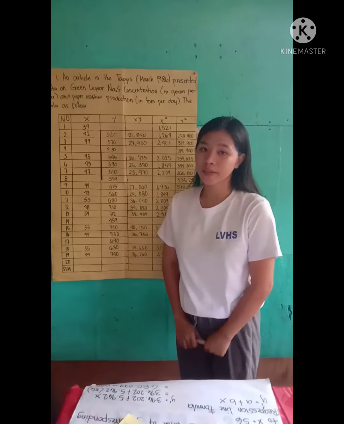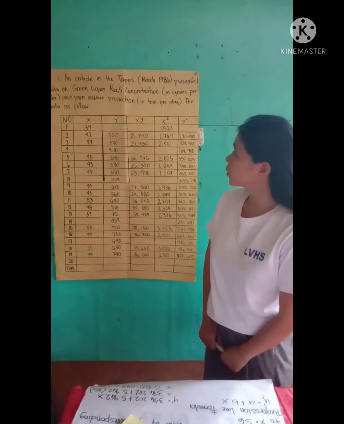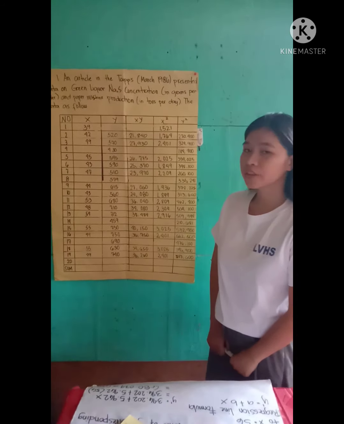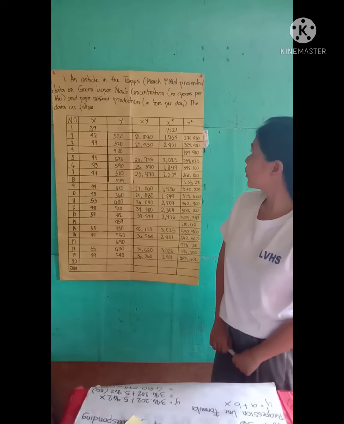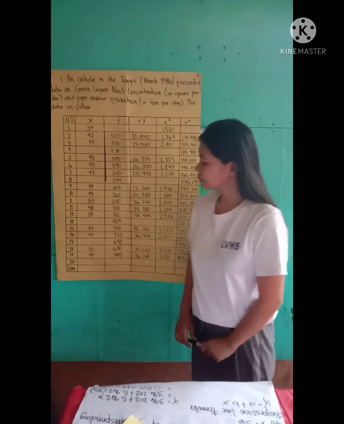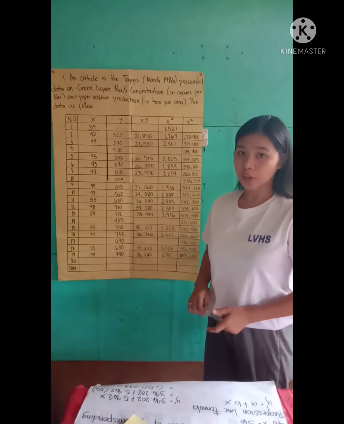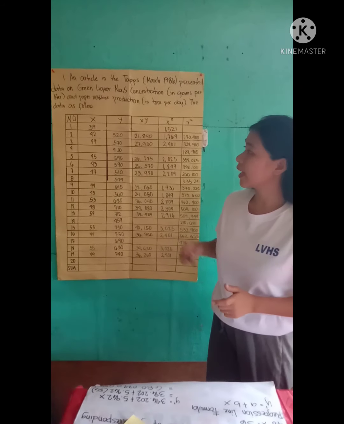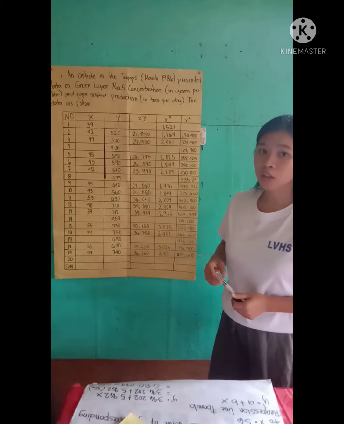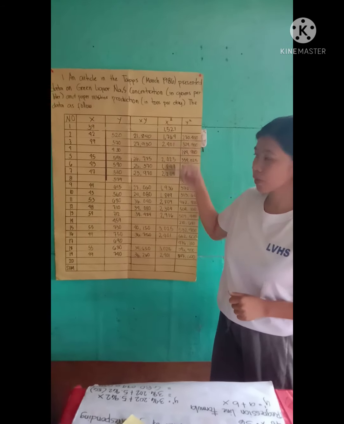So, as for number 1, an article in the TAPS March 1986 presented data on green liquor Na2S concentrations in grams per liter and paper machine productions in tons per day. The data is as follows. As you observe, the table is still not complete. We need to fill the missing data in the X column and the Y column in order to find the answer in the X squared and Y squared columns.